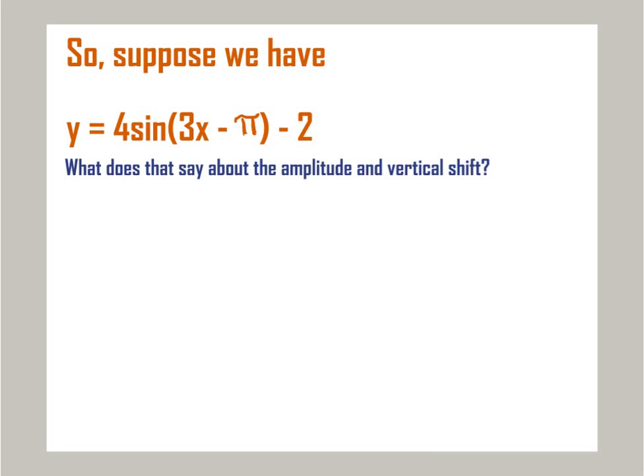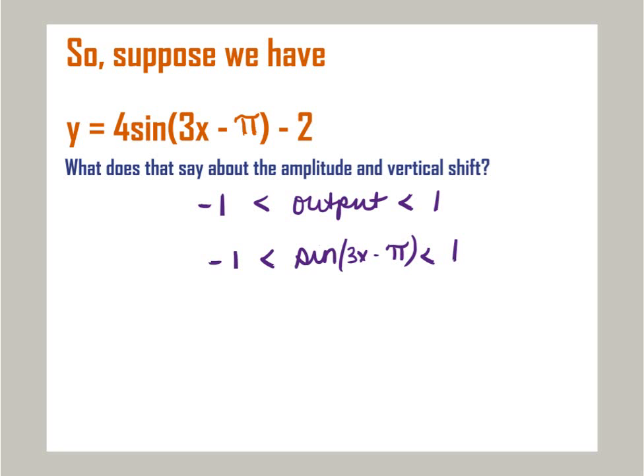So suppose we have, again, this 4 times sine of 3x minus pi minus 2. What does that say about the amplitude and the vertical shift? So here we go. So the output runs normally between -1 and 1. If we want the sine of 3x minus pi to turn into 4 times the sine of 3x minus pi minus 2, then here's what we need to do.